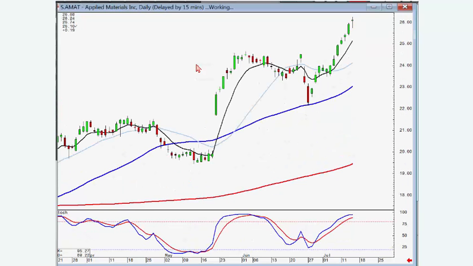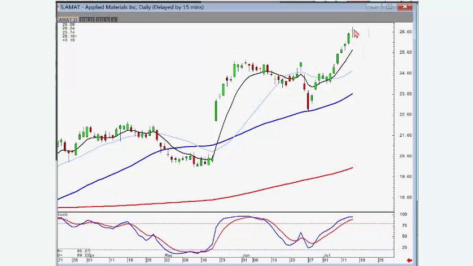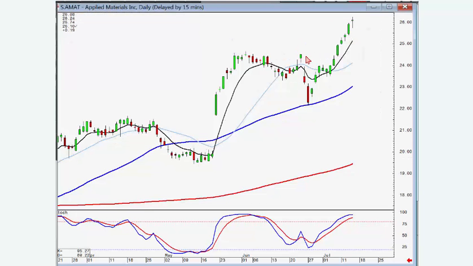AMAT. Notice the bullish harami right off the 50. The breakout of this level. Now you've got a doji. Use today's low as your stop.